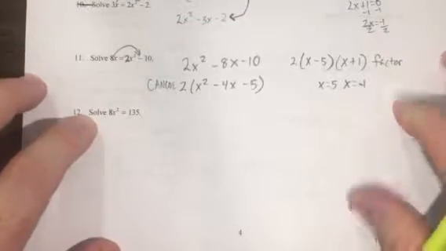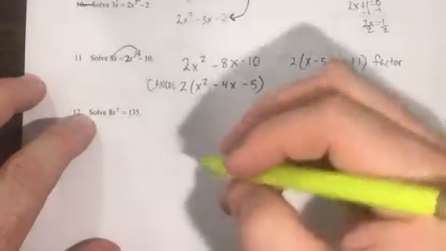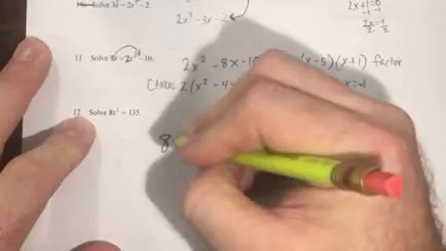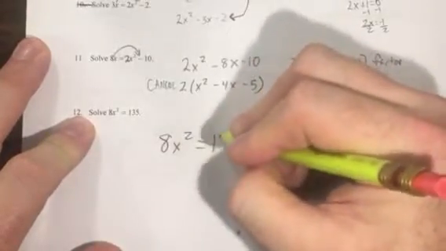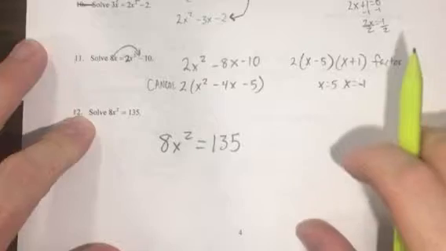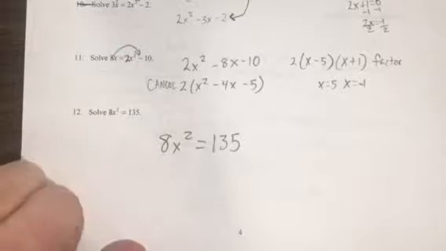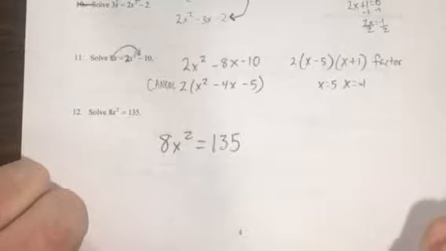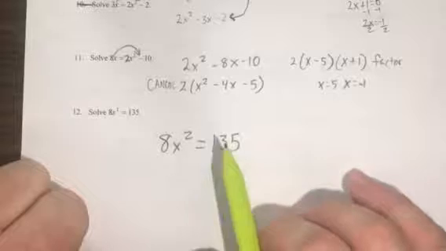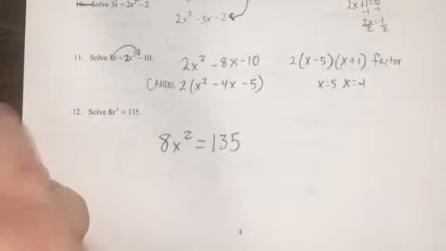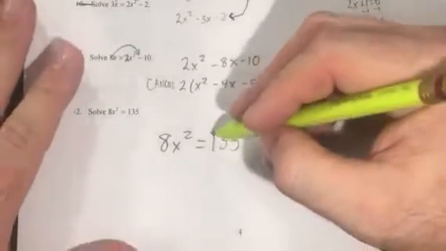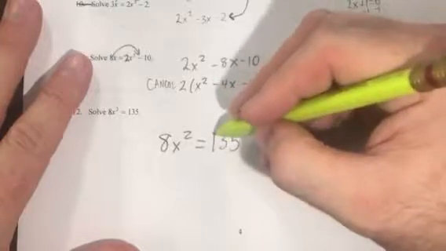Okay, number 12. I have 8x squared equals 135. Now what's going to be my first step in solving this? Nope. I could do that. I could also go straight into the quadratic. Which would you prefer, to solve it by algebra or to solve with the quadratic? Y'all's choice. The easier way, I think, is solving by the quadratic.